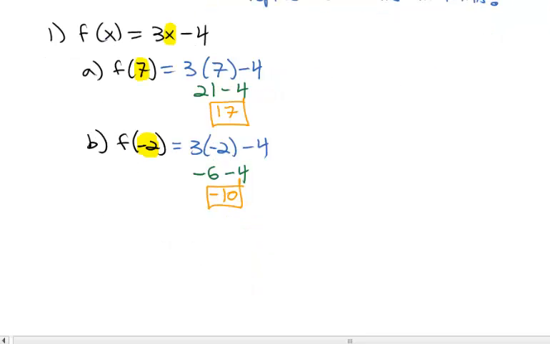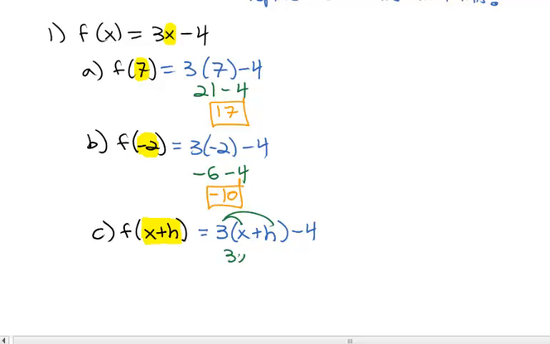Now we can make this more interesting if we would like. We could take f of x plus h. Notice now in parentheses we've got this whole x plus h expression. So that entire x plus h is going to replace the variable. Instead of 3x, it's now going to become 3 times x plus h. It replaces the variable, minus 4. And then we can simplify by distributing, so we have 3x plus 3h minus 4.